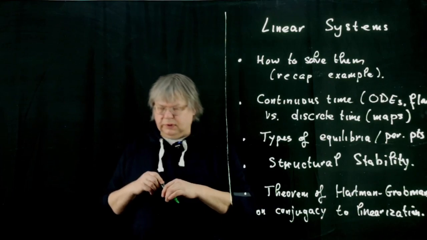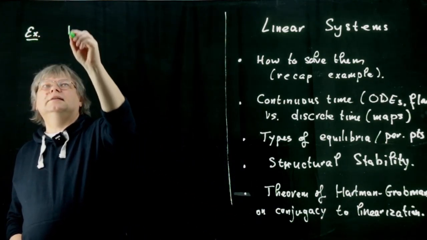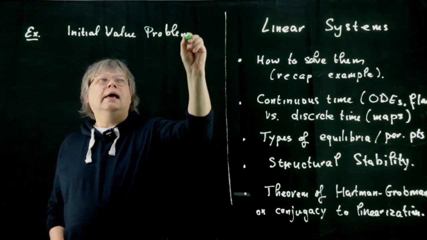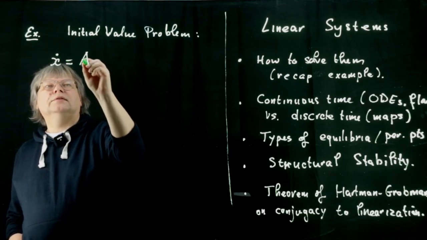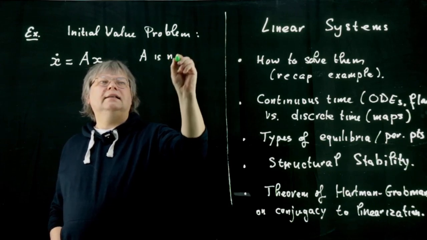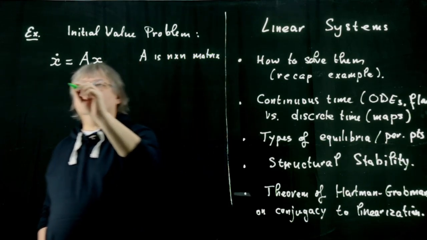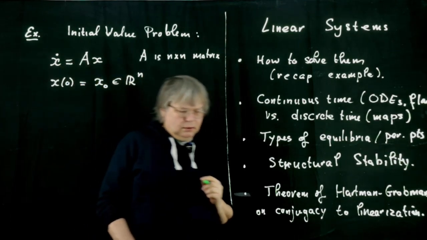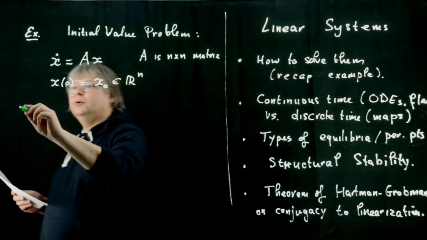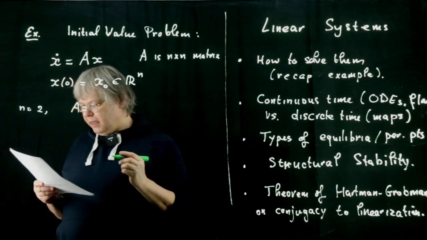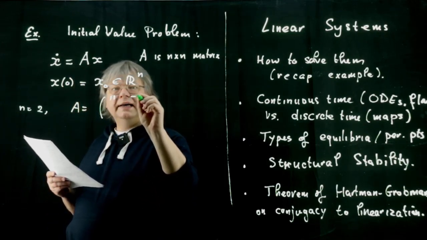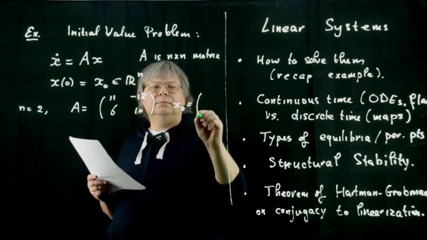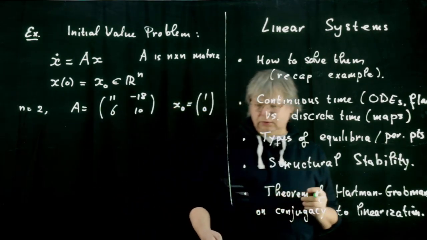And the example that I had in mind is an initial value problem. And it's linear, so the differential equation will simply be this, where A is an n times n matrix. And I have an initial value, which is then some vector in R^n. Well, let's be very specific. I take n is 2. I take A is a particular matrix, that is going to be (11, -18; 6, -10). And the initial vector is simply (1, 0). So how did we used to do that?